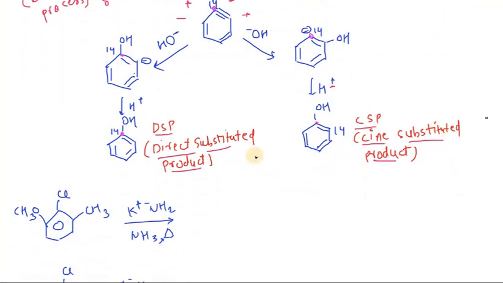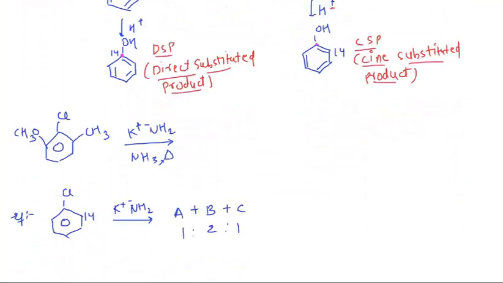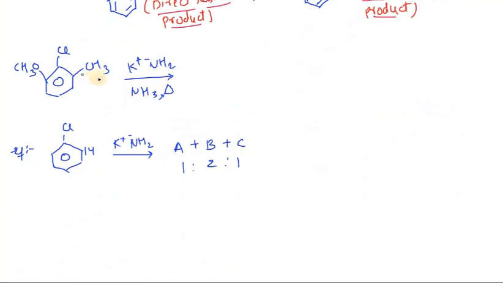So now let's talk about the condition where there is no alpha hydrogen. Let's talk about this molecule. We have a strong base or strong nucleophile, and we have an aryl halide, or we can say alkyl halide here.